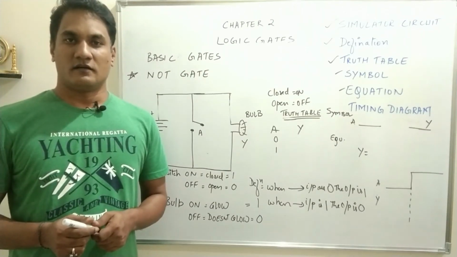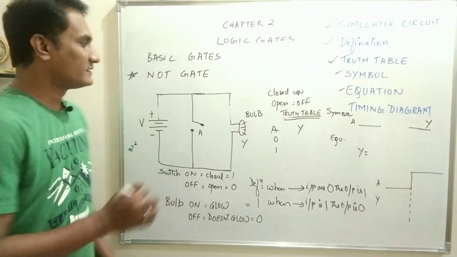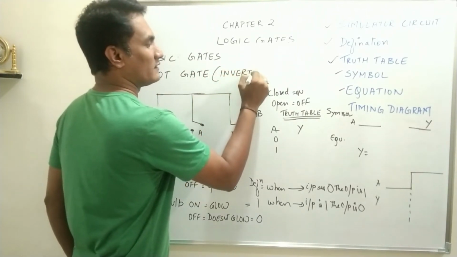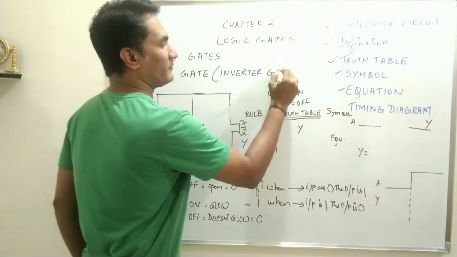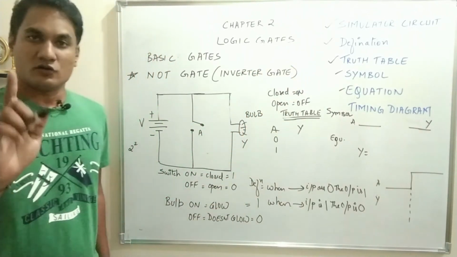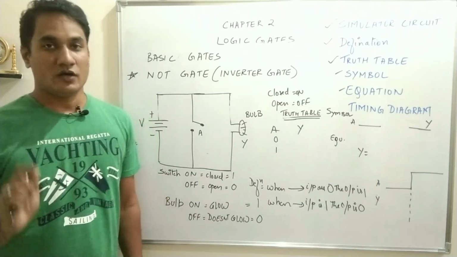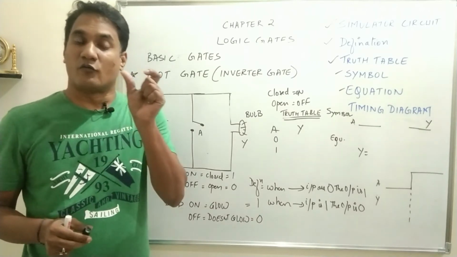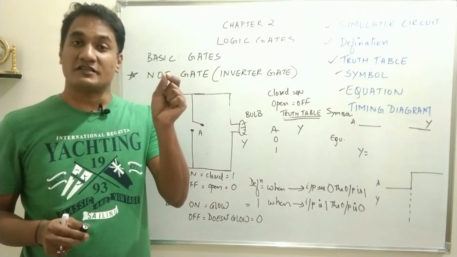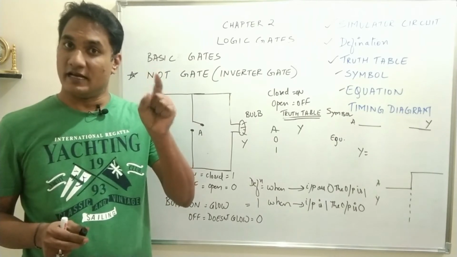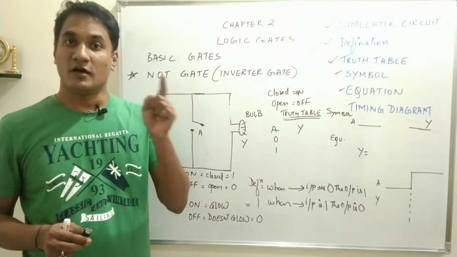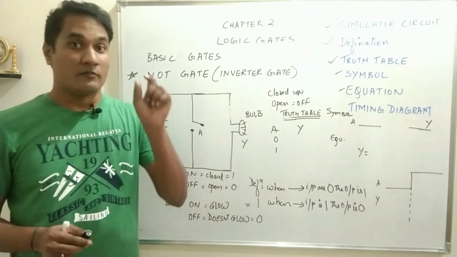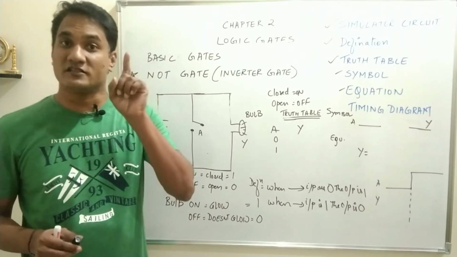The last one under the heading of basic gates is NOT gate. It is also called inverter gate. Look at the circuit diagram and you have to understand that this is the only exception. When we wrote the definition of logic gate, we said it will have 2 or more inputs but only 1 output. So of course output will be 1 for all the gates, but we said 2 or more inputs. This is the only exception.